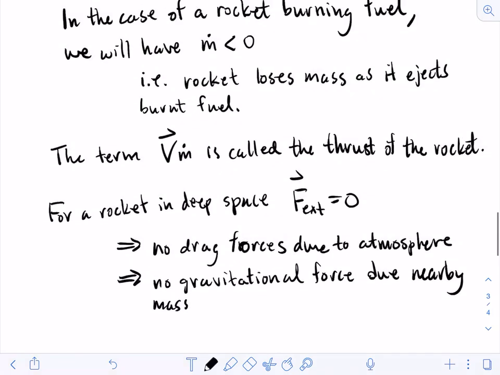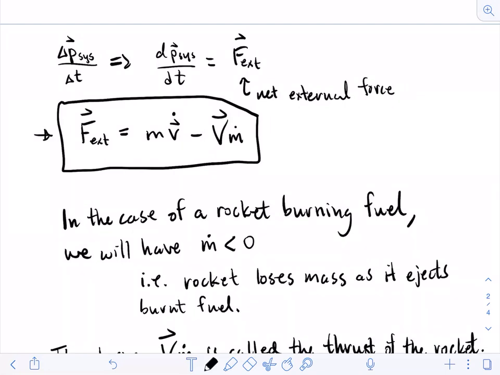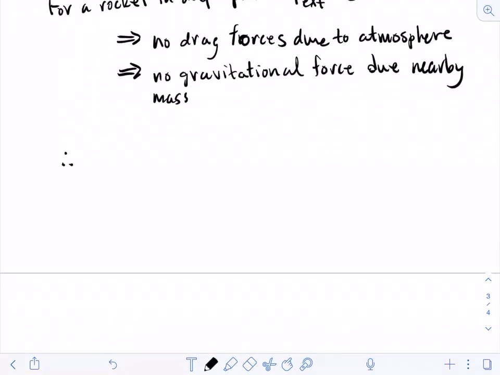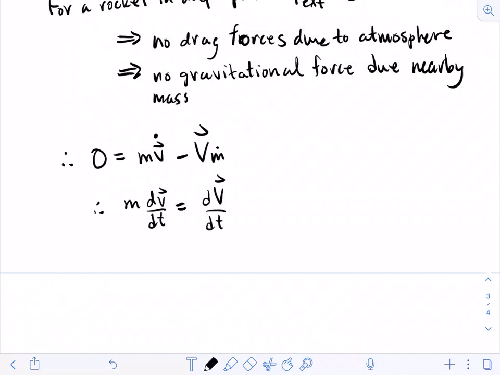If we go back to our expression, we're going to set F external equal to 0, and we're just going to have m v dot minus V m dot. So therefore 0 is equal to m v dot minus V m dot. I'm trying to be consistent in drawing my two different velocities, one uppercase and one lowercase. So m dv/dt, that's v dot, is equal to, taking the minus V m dot to the other side, V dm/dt. Sorry, I first said d big V dt, but that's not right. The derivative is on m, so we have V dm/dt.